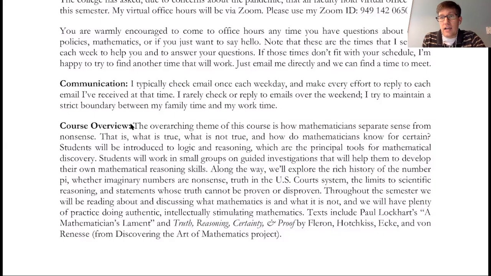Note that I don't check emails over a weekend generally, so that I can maintain a separation between my family life and my work life. Just to let you know about what that's going to look like.